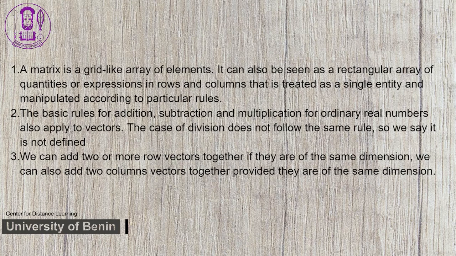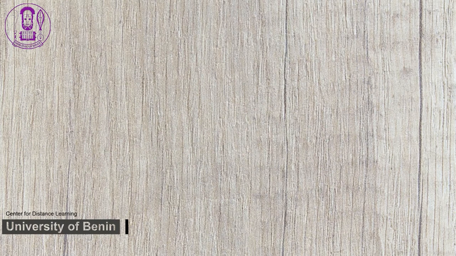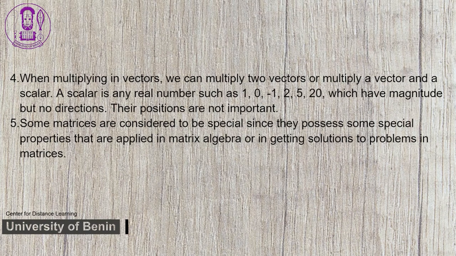3. We can add two or more row vectors together if they are of the same dimension. We can also add two column vectors together provided they are of the same dimension. 4. When multiplying vectors, we can multiply two vectors or multiply a vector and a scalar. A scalar is any real number such as 1, 0, minus 1, 2, 5, 20, which has magnitude but no direction. Their positions are not important. 5. Some matrices are considered to be special since they possess some special properties that are applied in matrix algebra or in getting solutions to problems in matrices.